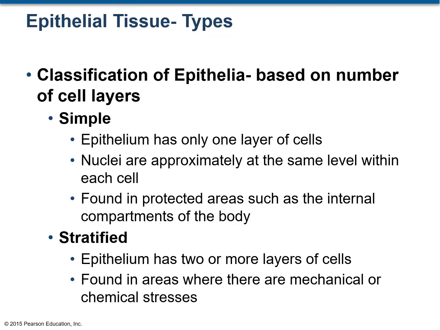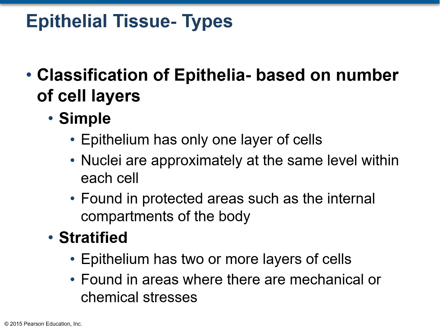Classification of epithelial tissue. There are two ways in which epithelial tissue can be classified. The first is based on the number of cell layers. So epithelial tissue can have a single layer of cells, then that particular epithelial tissue would be known as a simple epithelial tissue. While epithelial tissue could also have multiple layers, that means more than one layer of epithelial cells, and that epithelial tissue would be a stratified epithelial tissue.